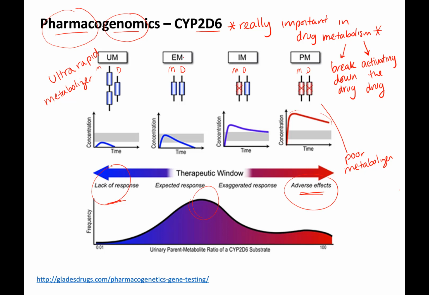So E stands for extensive, I stands for intermediate. They're just classifications of groups of people that they're starting to collect data on, and helping doctors prescribe or recommend the best dosage and sometimes the best medicine. So not all medicines work for everybody the same.